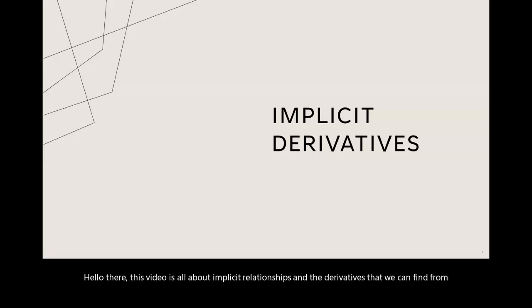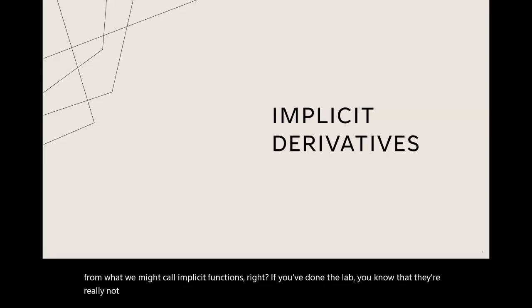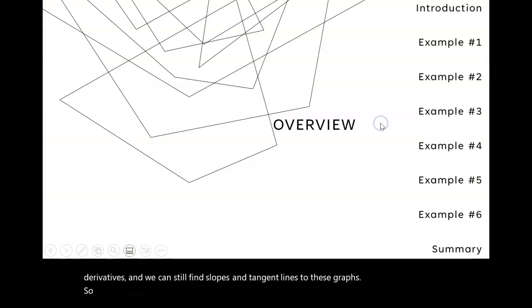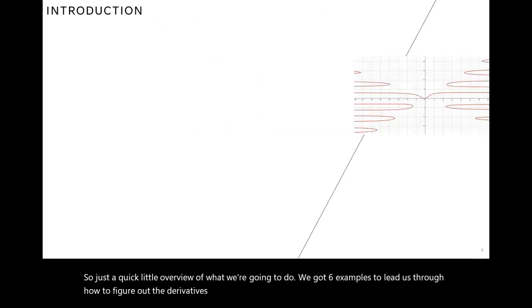Well, hello there. This video is all about implicit relationships and the derivatives that we can find from what we might call implicit functions. All right. If you've done the lab, you know that they're really not always functions when we deal with implicit functions, but we can still find their derivatives and we can still find slopes and tangent lines to these graphs. So just a quick little overview of what we're going to do. We've got 6 examples to lead us through how to figure out the derivatives of implicit functions.